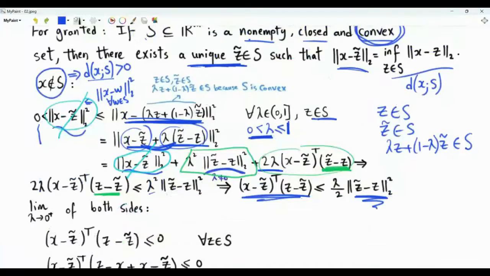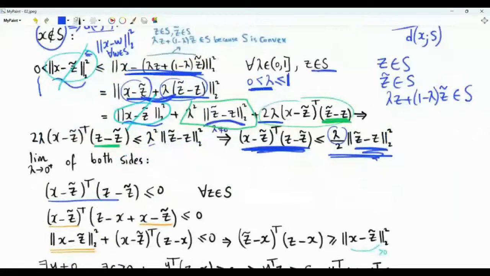tilde minus z. Take the limit of both sides as lambda approaches 0 from above. This left-hand side is independent of lambda, so the limit of this left-hand side is itself. And then on the right-hand side, there is a lambda. And if we take the limit as lambda approaches 0 from above, this right-hand side tends to 0. We have now the following inequality. The inner product between this vector and this vector here, this inner product is less than or equal to 0.